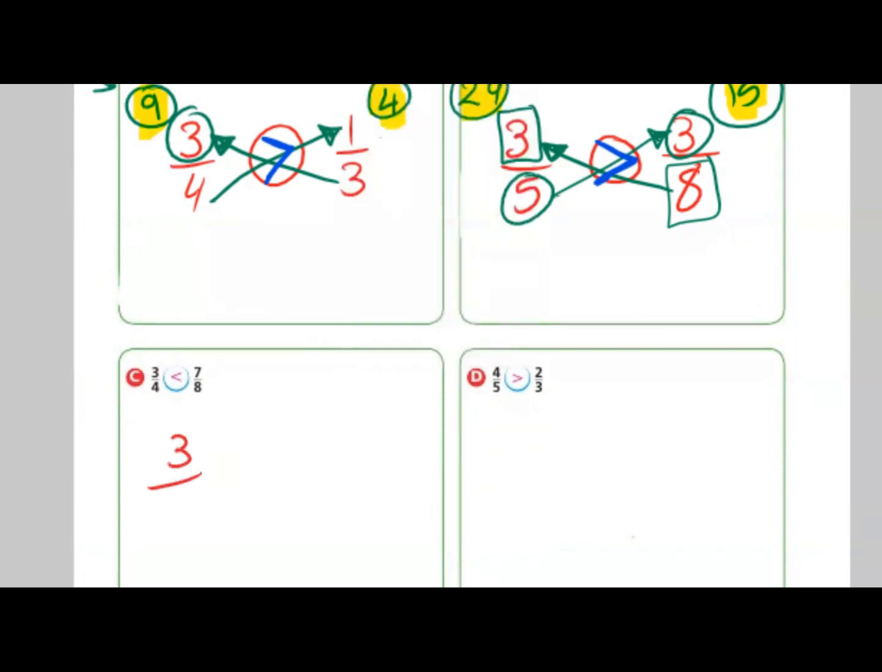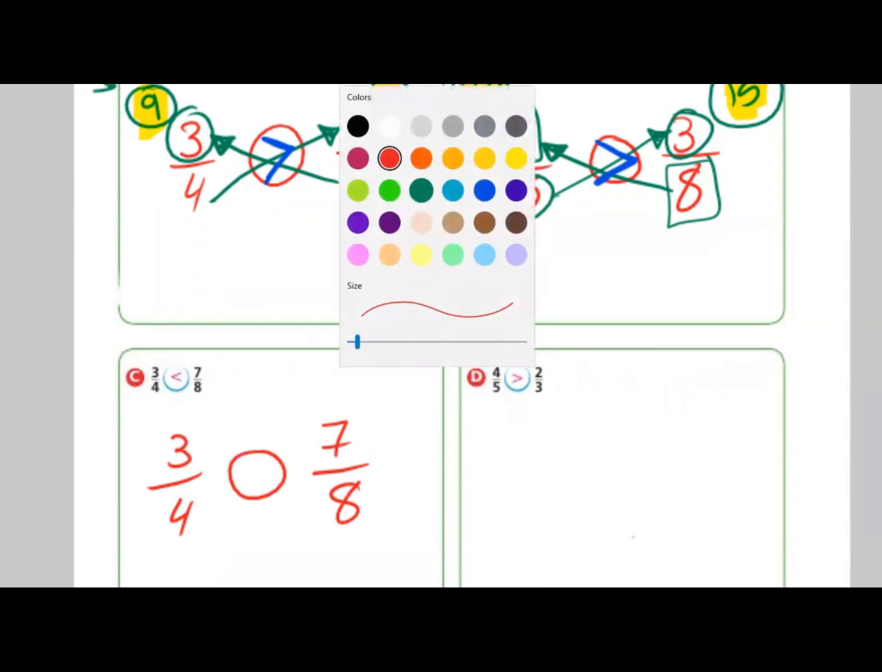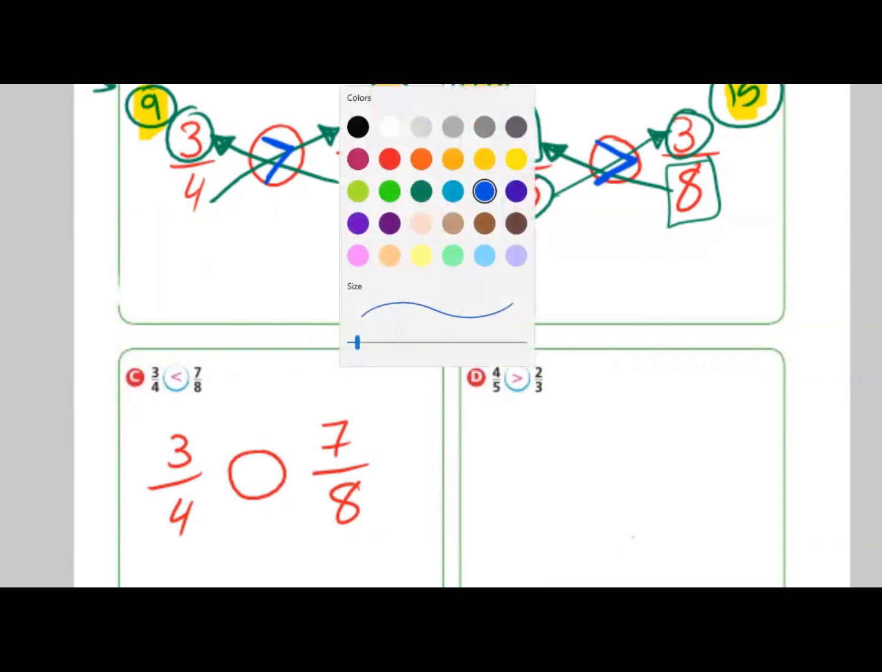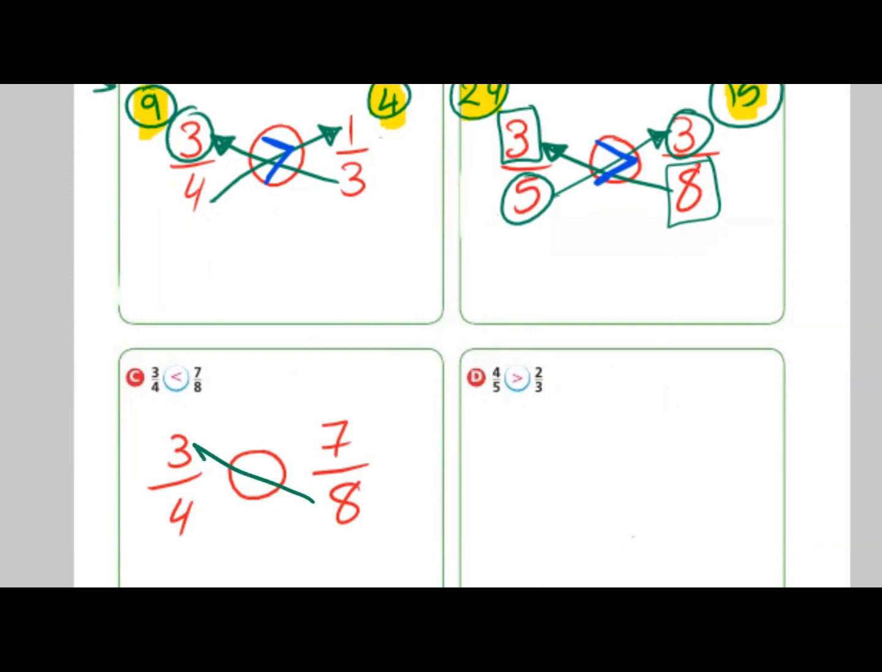Okay, Hadi, let's rewrite it first: 3 over 4 and 7 over 8. We want to compare between these two fractions, which is greater and which is smaller. So what are we going to do to get the greater or the smaller? How can we do that? With the scissors. Let's make scissors.